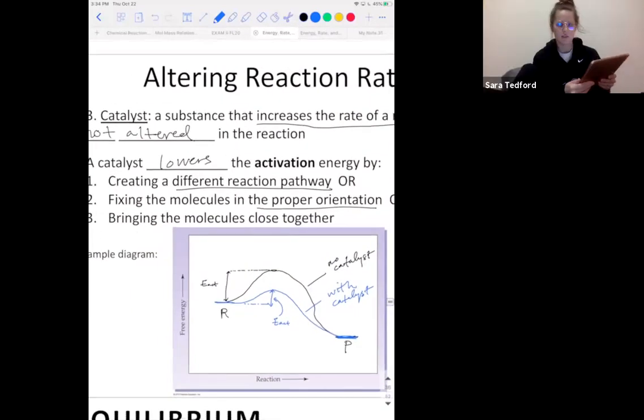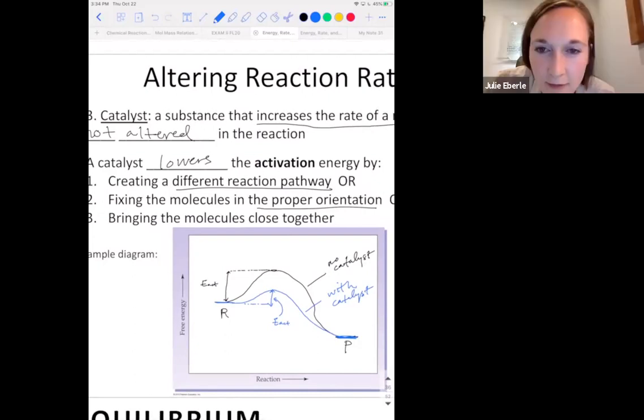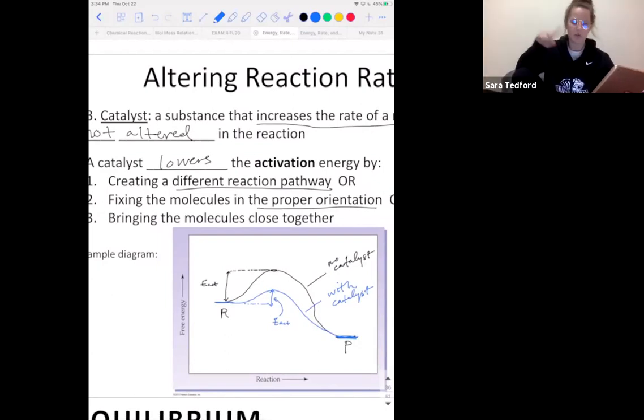I have a question. Yes, Sarah. I have the PowerPoint on here, but I didn't have the blank thing. I don't know if you can see, but I have the actual unaltered one. Is there a reason that there's 2 humps when the catalyst is present?